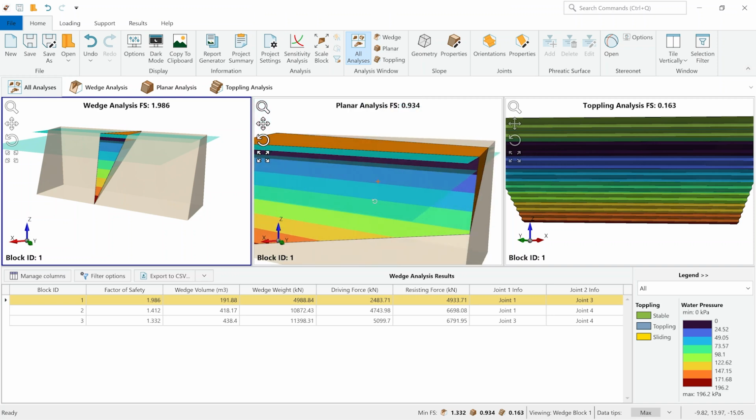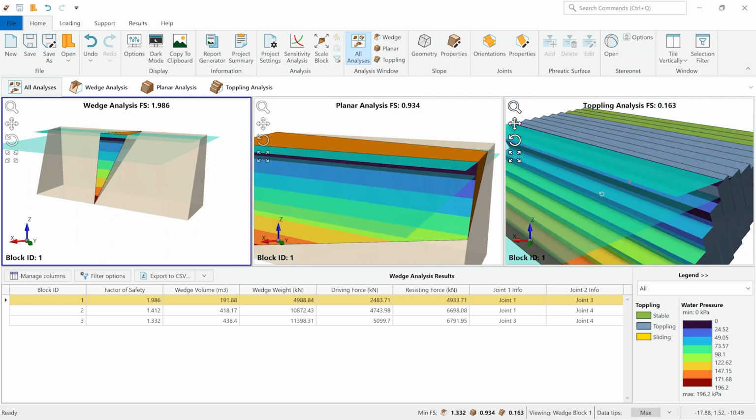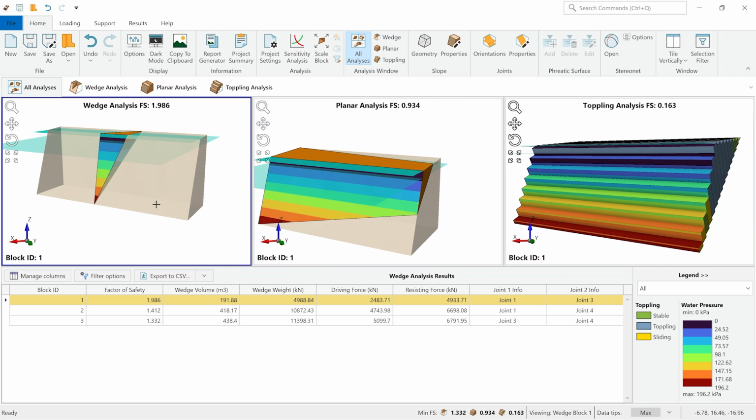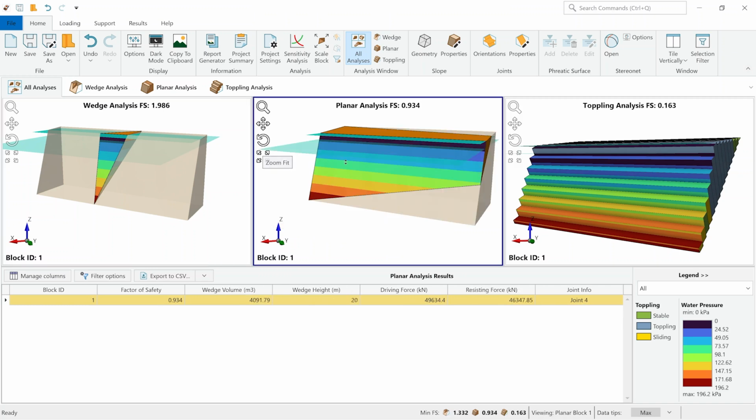Having this information, the engineer can now mitigate the effects of water pressure by either adding a support system or changing some of the geometrical parameters of the slope, such as the slope face angle. And the aim would be to have all of the analyses and all of the blocks have a factor of safety, again, above the design factor of safety. This brings us to the conclusion of this demonstration.